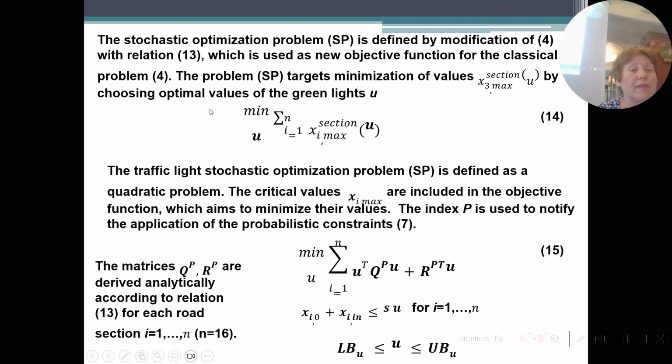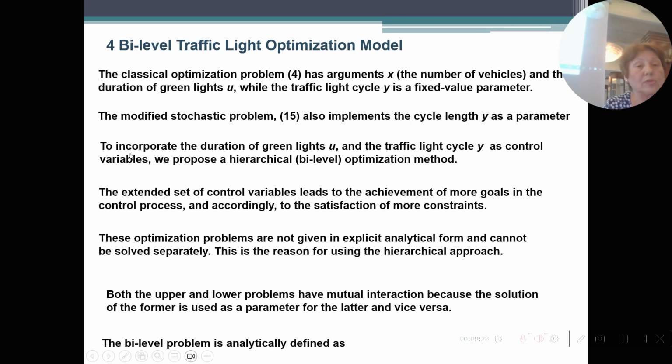It is formalized as minimization of these parts of each section of the network with argument green light durations, where this problem is formalized again as a linear quadratic optimization problem with a number of constraints, where the matrices QP and RP are derived analytically according to relation 30. In both these problems, deterministic and stochastic, we have arguments number of vehicles and green light duration, while the traffic light cycle is a fixed parameter.